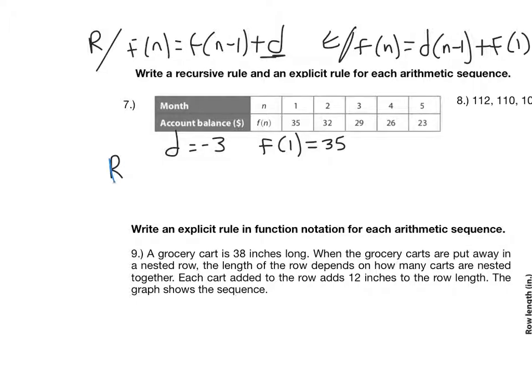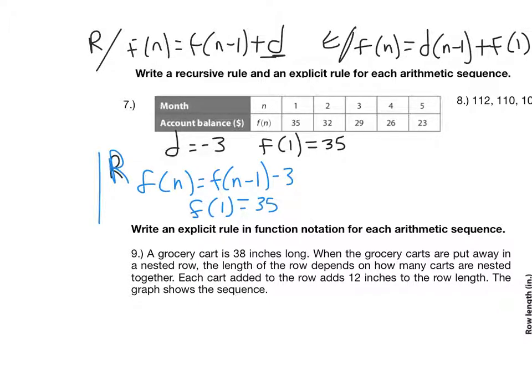I'll put this in blue. So recursive will be in blue. Okay, so for recursive, it's f of n equals f of n minus 1. That doesn't change. It's always going to be like that. The only thing that's going to change is that plus d. Because our d is negative 3, it would be minus 3. And on the side or on the bottom, remember, go ahead and define f of 1 because with recursive, you need f of 1 in order to solve it once you start solving this. But that's not part of your equation, though.